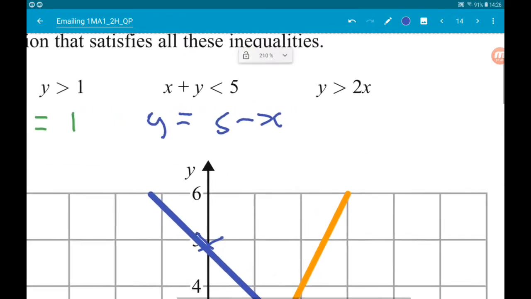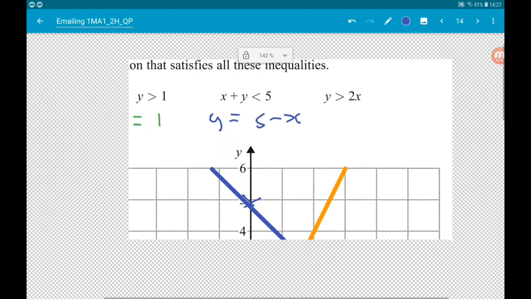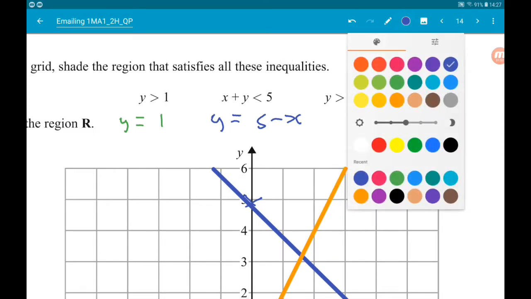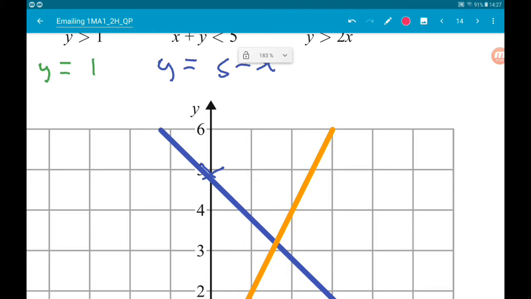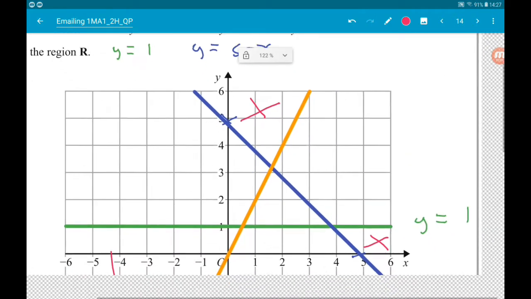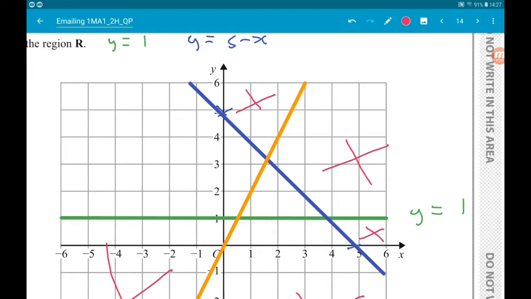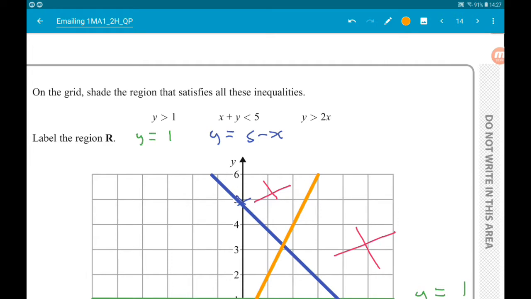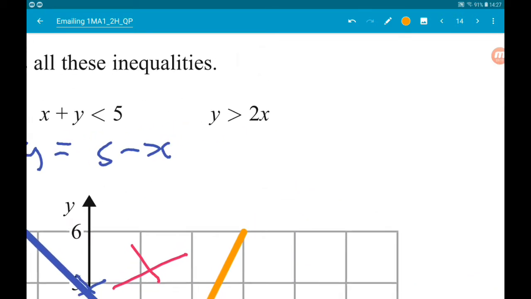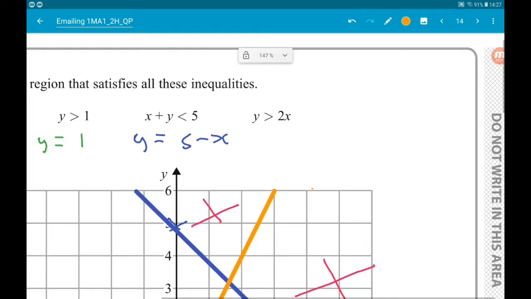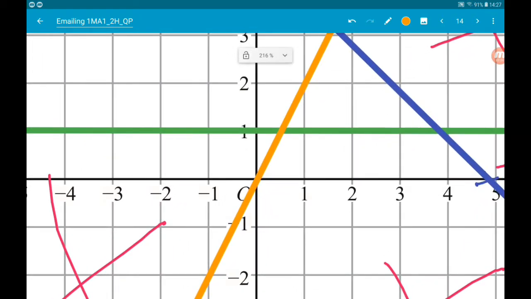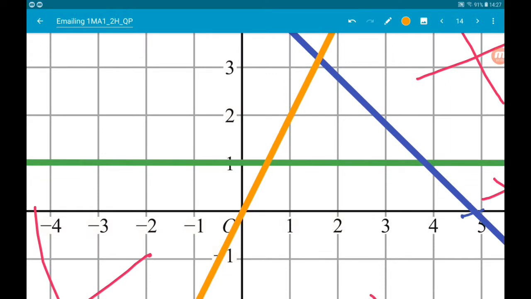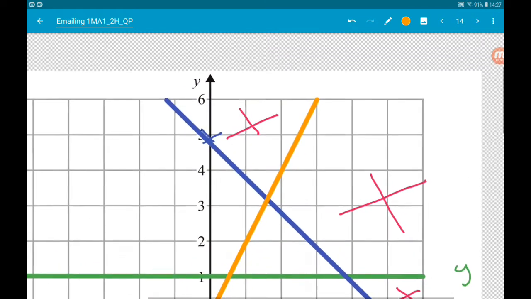So we want x add y to be less than 5, which means then we don't want this region or that region. Okay, we're getting there. So then finally, we want y is greater than 2x. So for that, we want the line y equals 2x. So hopefully you're right plotting that. y is just 2 times the x coordinate. So that's the orange line we have here.